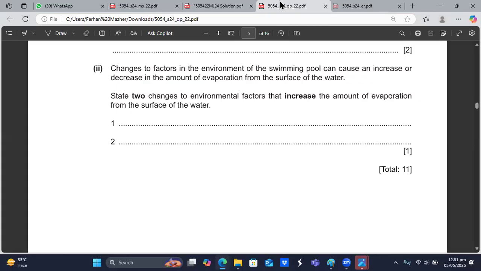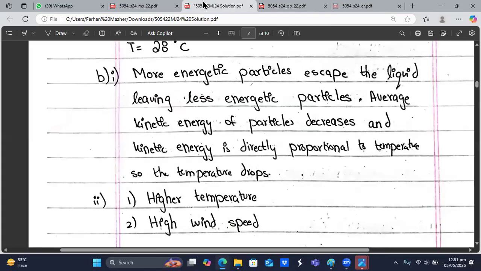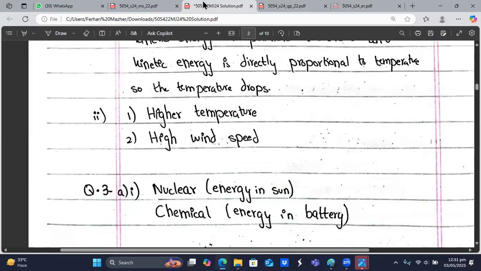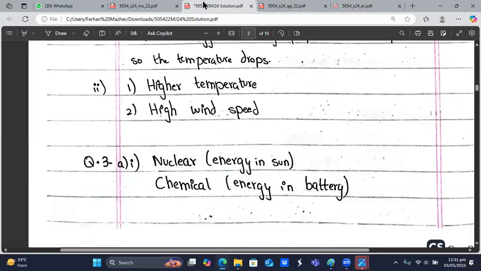If the humidity level in the environment drops, it also increases the rate of evaporation. And if the wind starts blowing, that also increases the rate of evaporation. So these are some of the environmental changes which can happen and they can increase the rate of evaporation. So IMI has written higher temperature and high wind speed. So both factors are correct.